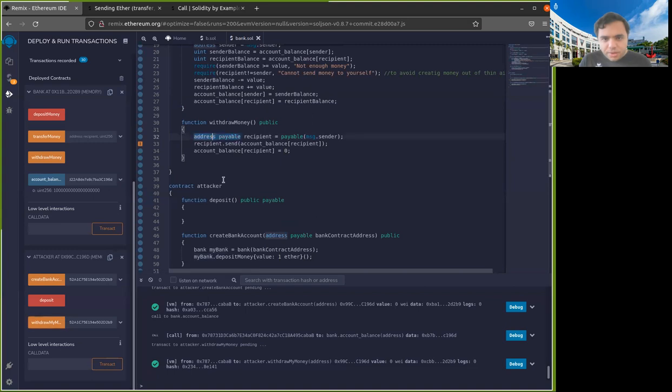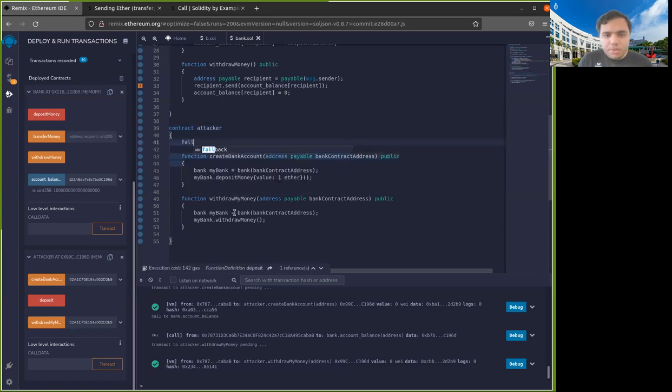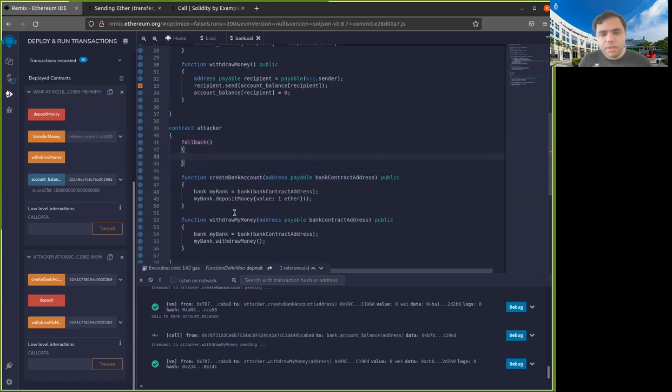So when I do withdraw, the bank is going to send me my money. Right. Now, when the bank sends me the money, what we said was that I can have a function called receive in my attacker contract, or I can have a function called, let's say, fallback, which will be executed whenever someone sends me money. So I can have a fallback function, right?